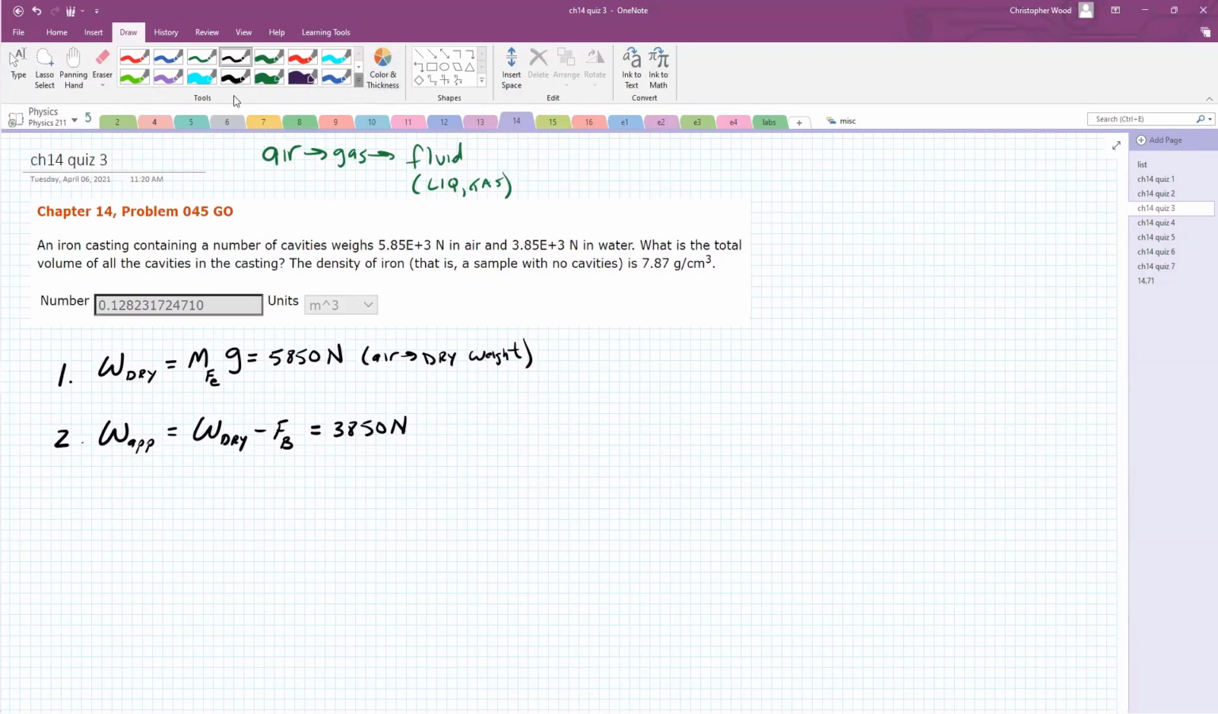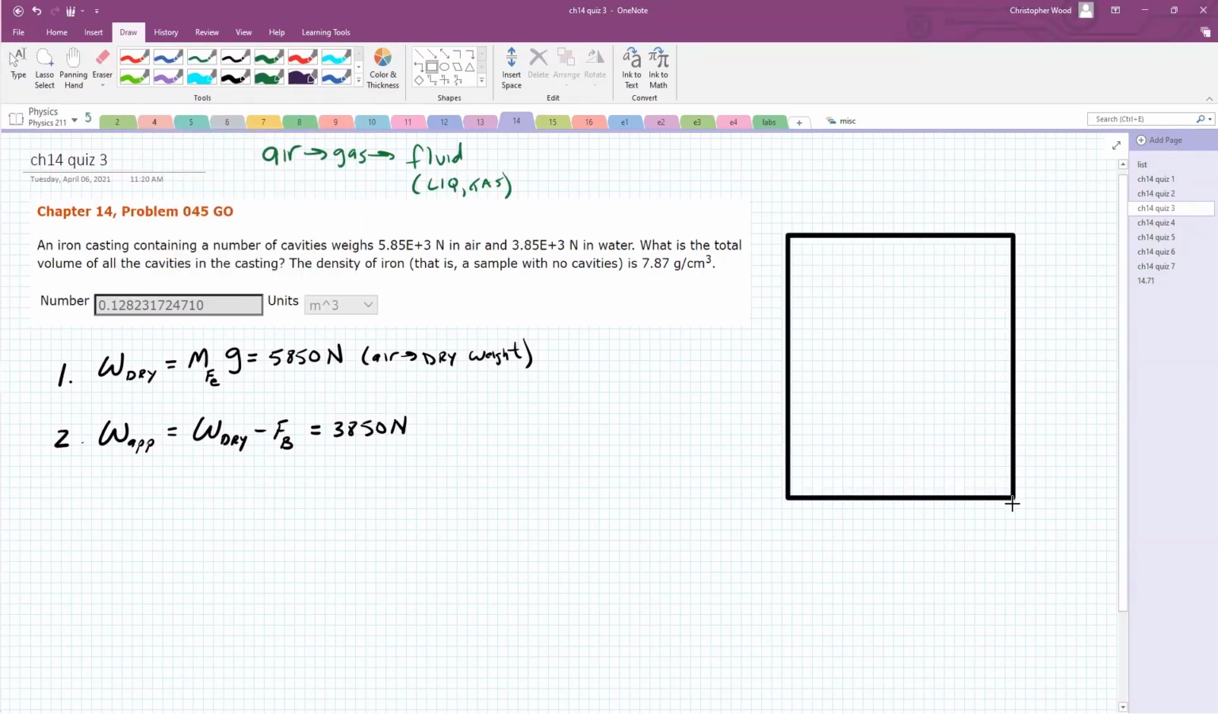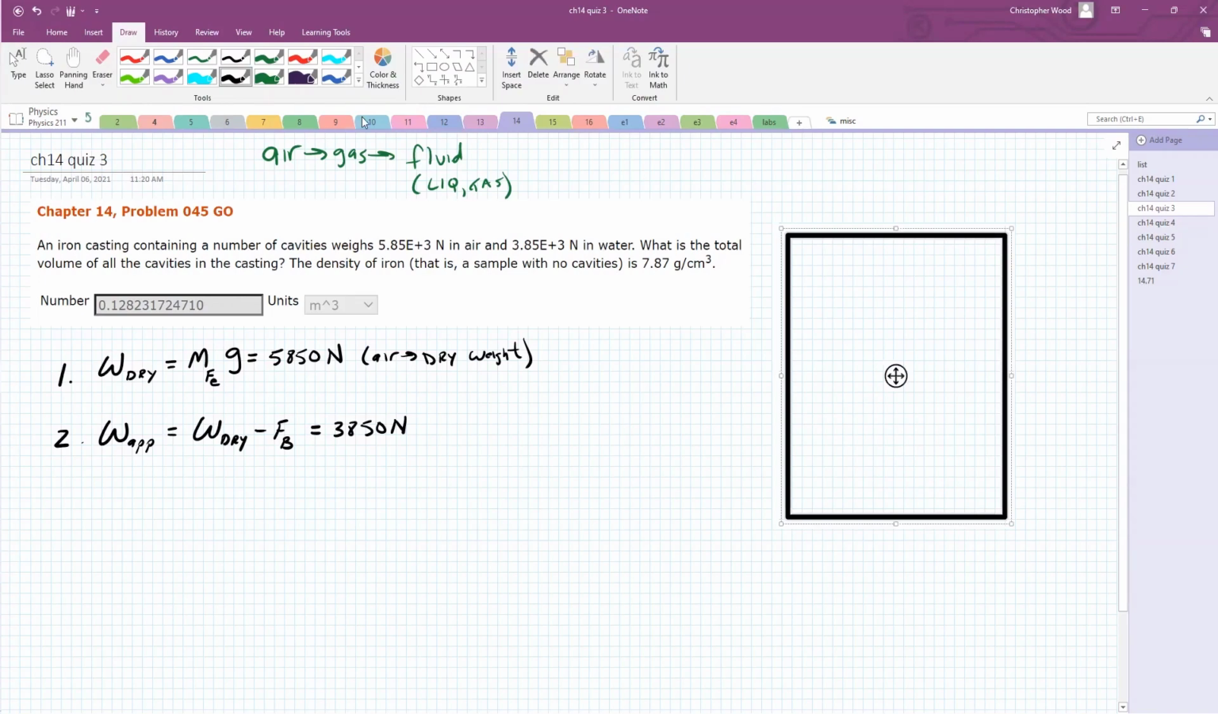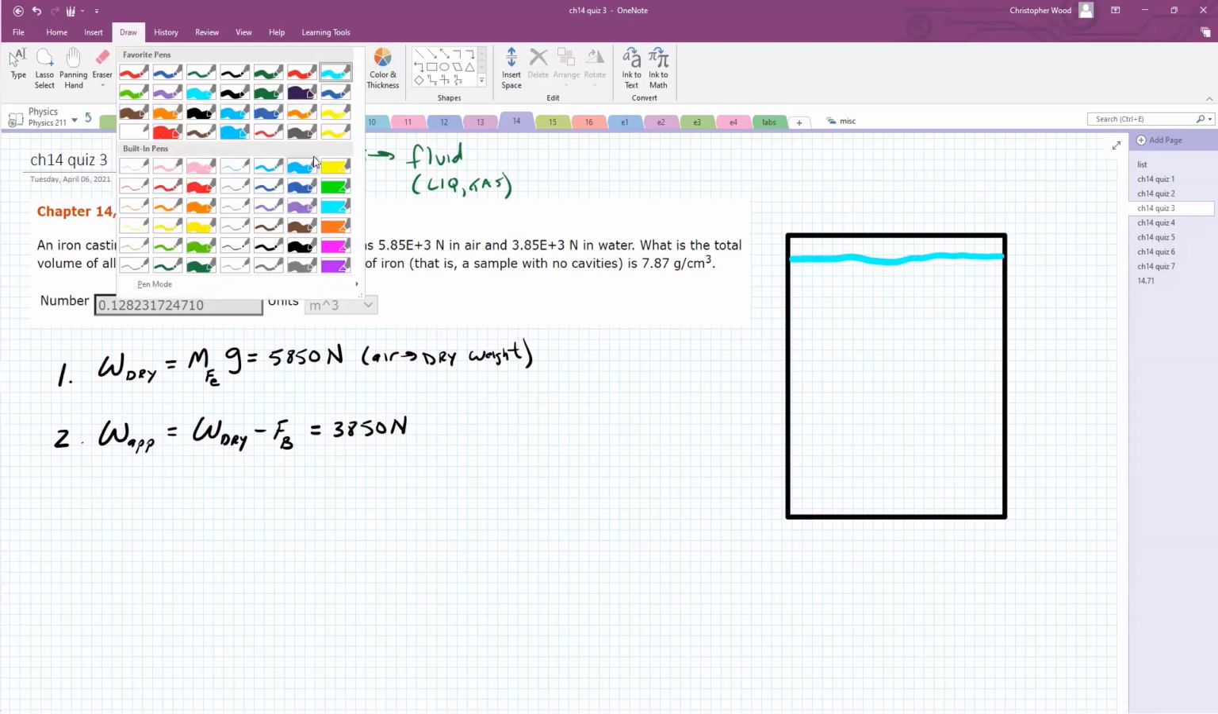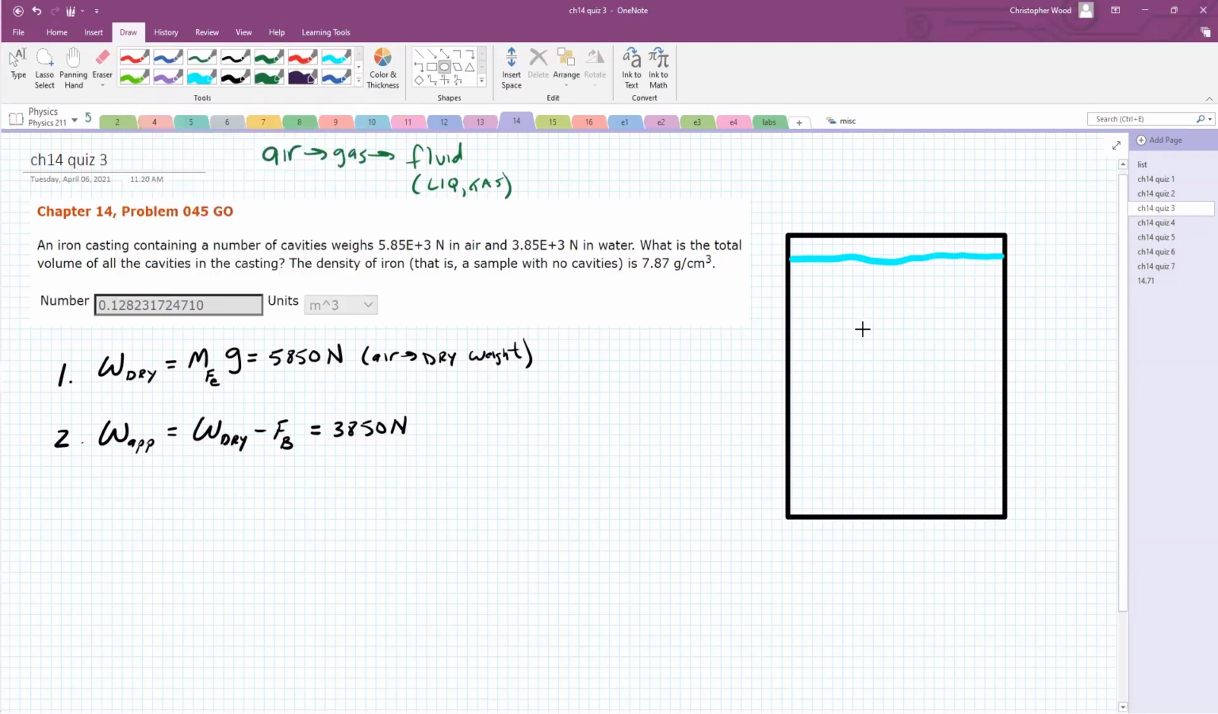So we have basically a container, this tank, and we fill this tank with water. And in this tank, we have an iron casting. Maybe it's an iron sphere. I don't know what it is, so let's just call it an iron sphere, like this.